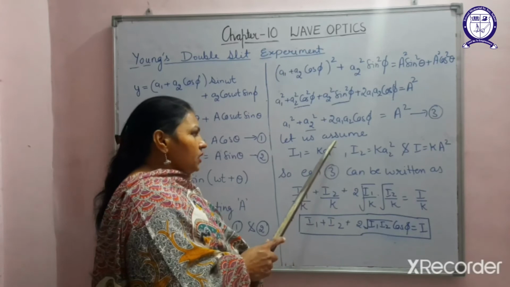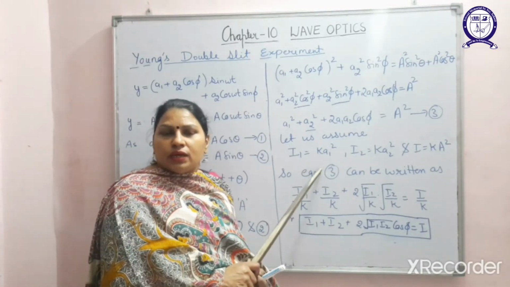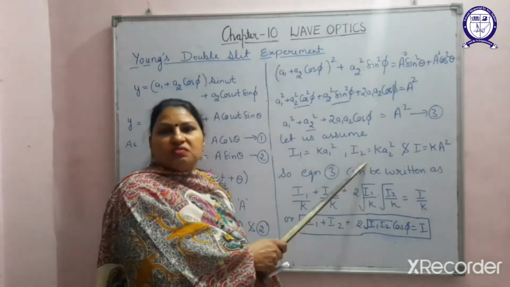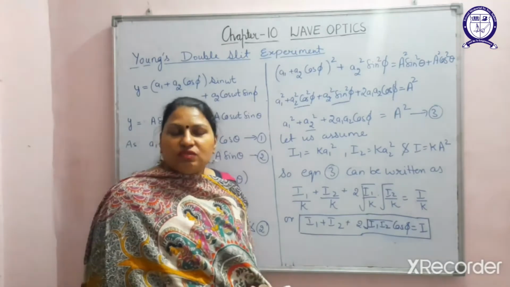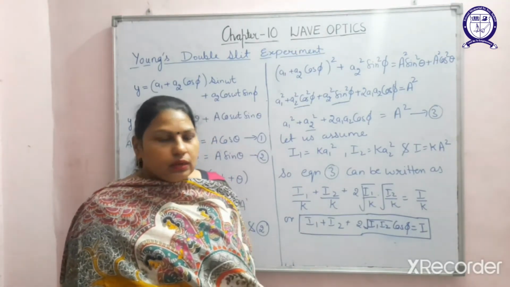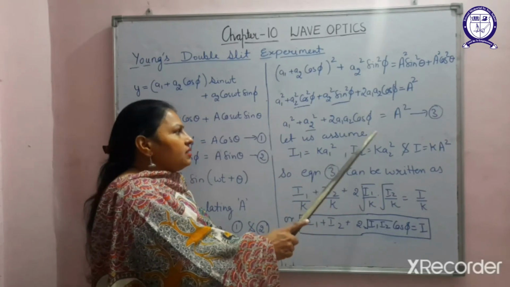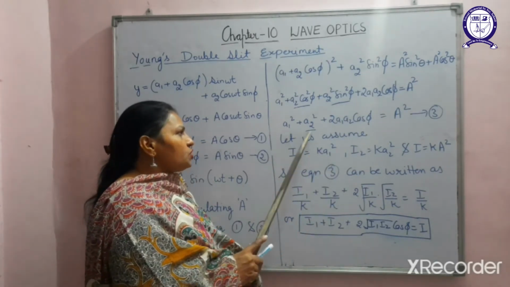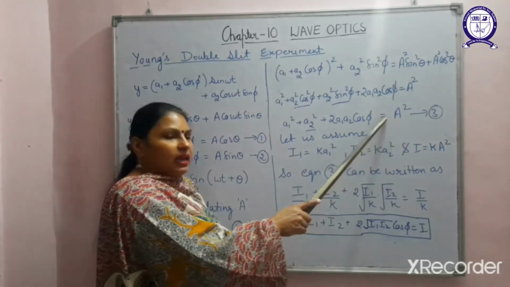Now let us assume the intensity of the first wave is given by k a1 square, the intensity of the second wave is given as k a2 square, and the intensity of the resultant wave is given as k capital A square. So equation number 3 can be rewritten by substituting the values of a1 square, a2 square, and capital A square.